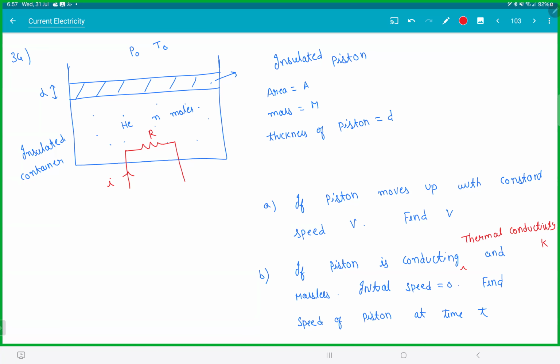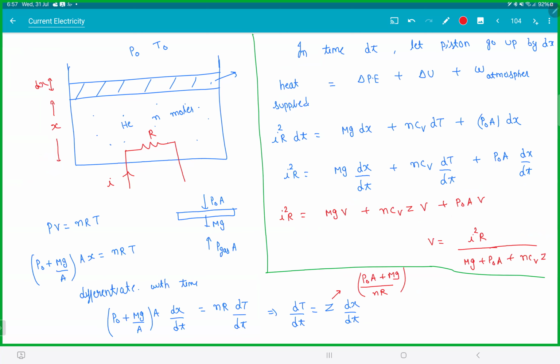This is not any regular process. It's a temperature which is changing with x, right? Actually, it is an isobaric process. Pressure is constant, no? Because the piston is going with constant speed, there is no acceleration. Pressure is always constant, P naught plus mg by A. It is an isobaric process.